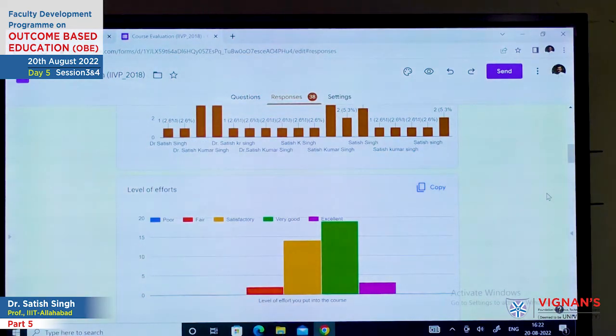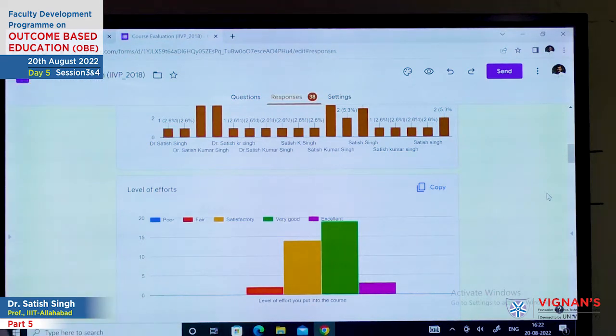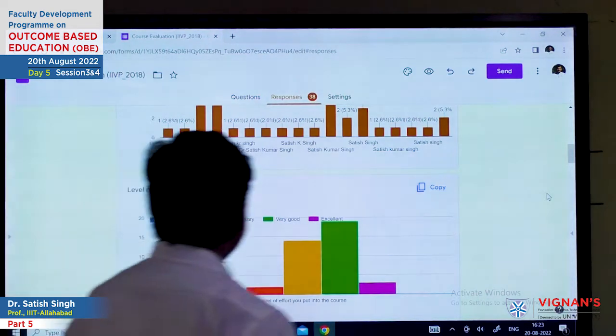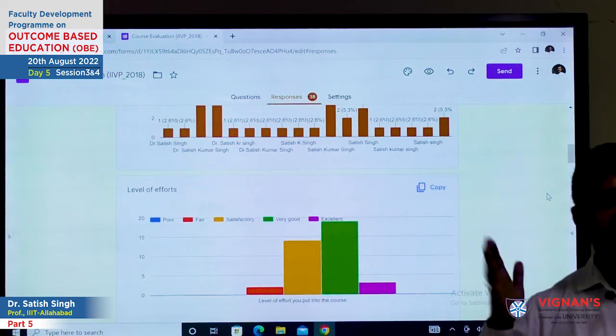So this question has some meaning, and this is the first question. Level of efforts by the students throughout the semester to learn something. So here the students are giving feedback for themselves. Some are putting excellent efforts, some very good, satisfactory. Those who say no, means they are putting some efforts. It is assumed they are very honest, isn't it? Otherwise, everybody might have given excellent.